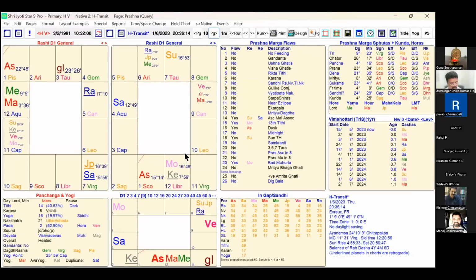This became the red color title bar, which means it's the primary native. Even for the others, you need to change, Guruji. For the Rashi D1 and the multiple Varga charts, you need to change the native. What's happening? No, sir, this is correct for now.